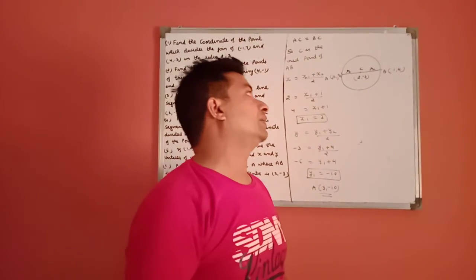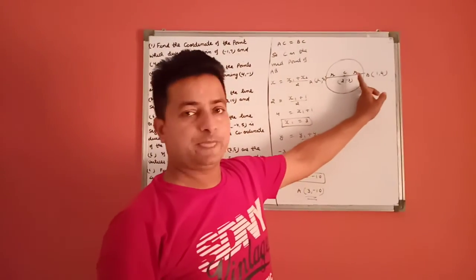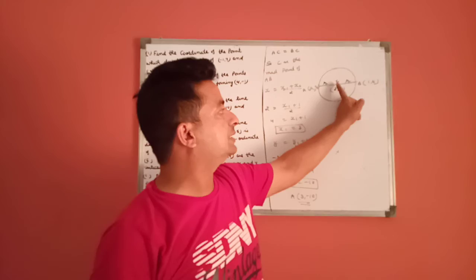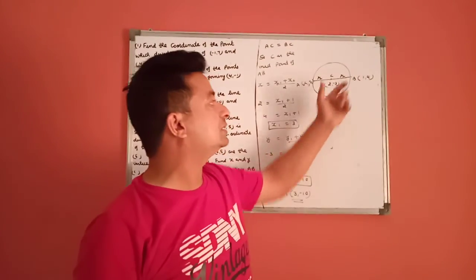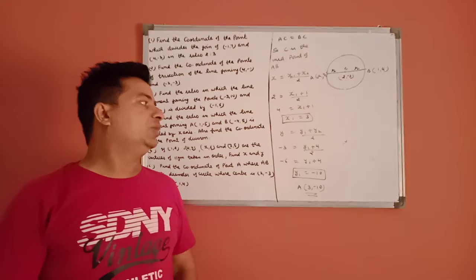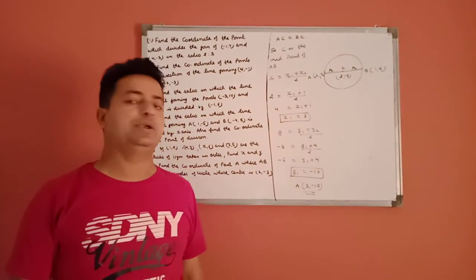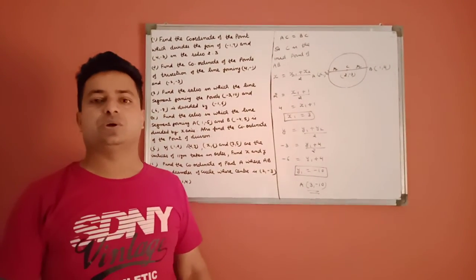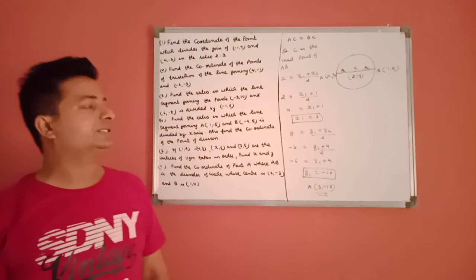As we know, in a circle, this is the diameter, this is the radius r, and this is also the radius r. This means C is the midpoint of AB. In this we apply the midpoint formula to find the coordinates of A. These are the solutions of question 6 of exercise 7.2.